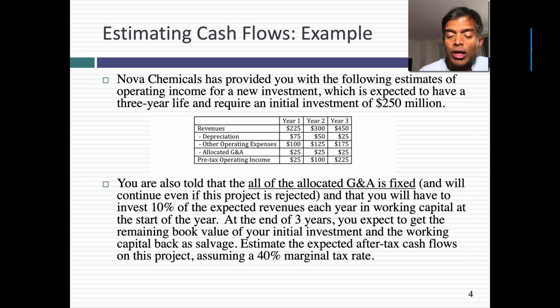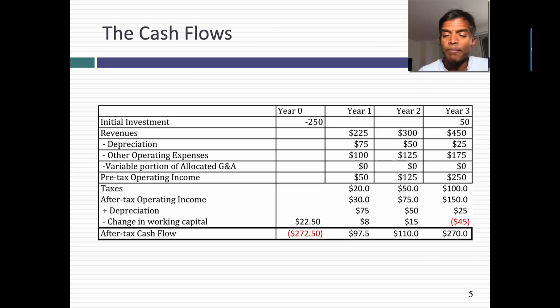Notice I'm not asking you to estimate a net present value yet, just estimate the after-tax cash flows assuming a 40% marginal tax rate. So let's get started. In year 0, which is really time 0, you have your initial investment, $250 million. Your revenues are given in the problem. You subtract out the depreciation on the investment, which is going to be 75, 50, and 25, also given in the problem.